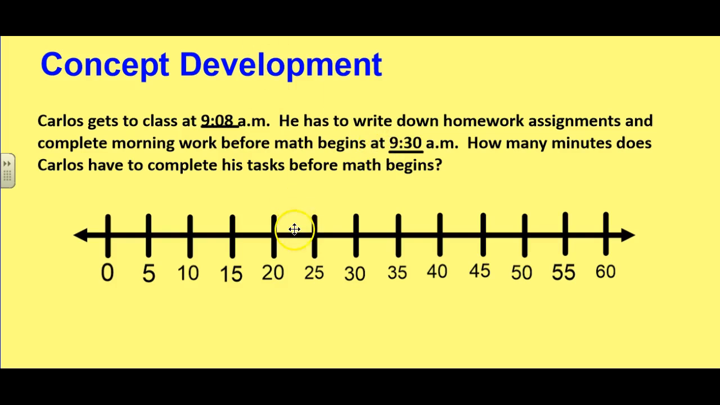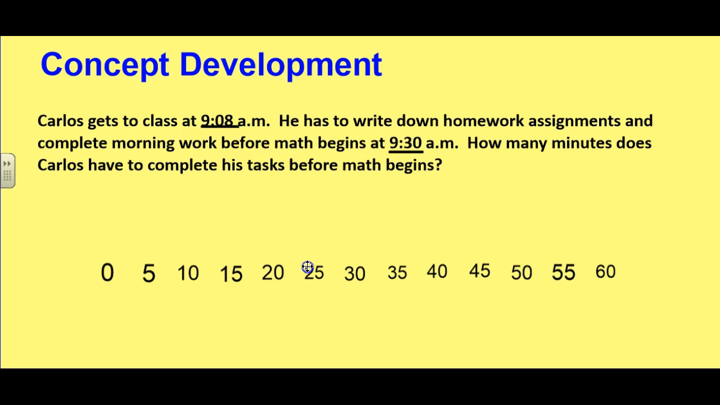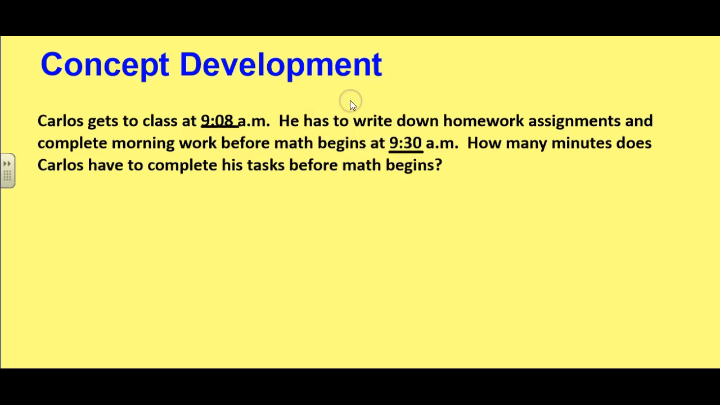So we know from lesson 4 that that's just a simple subtraction problem where you take 30 minutes and you subtract 8 minutes from that, and what you're left with is how many minutes he has to complete all that before math actually begins. So on your piece of paper, you're going to take 30 minus 8, and what you are left with will tell you how many minutes he has to complete all of these things before math actually begins. So go ahead and solve that on your piece of paper and check your answer. Push play when you're done to check your answer.